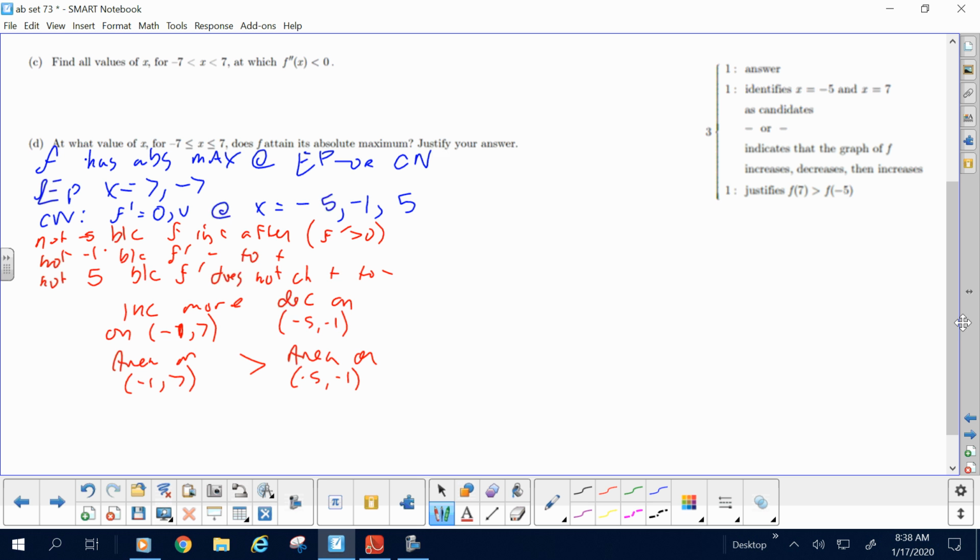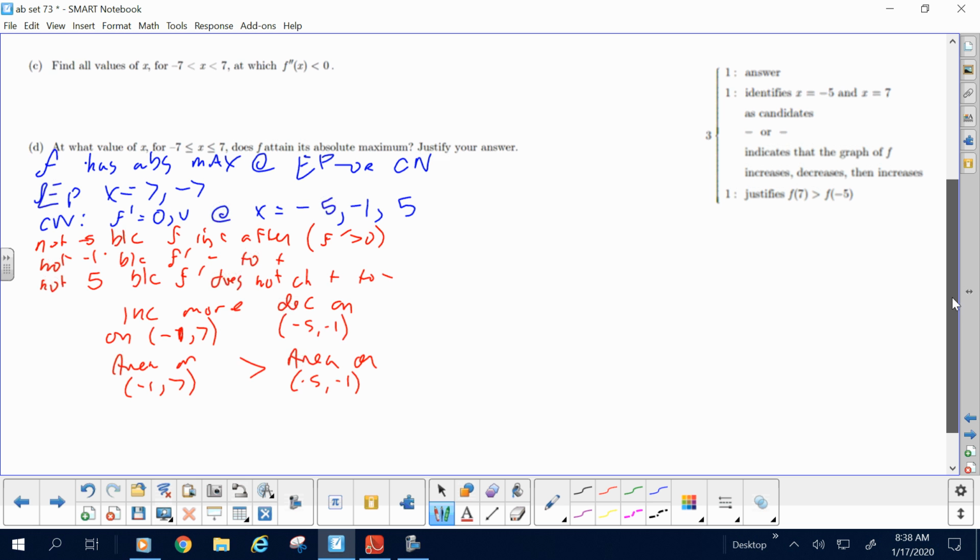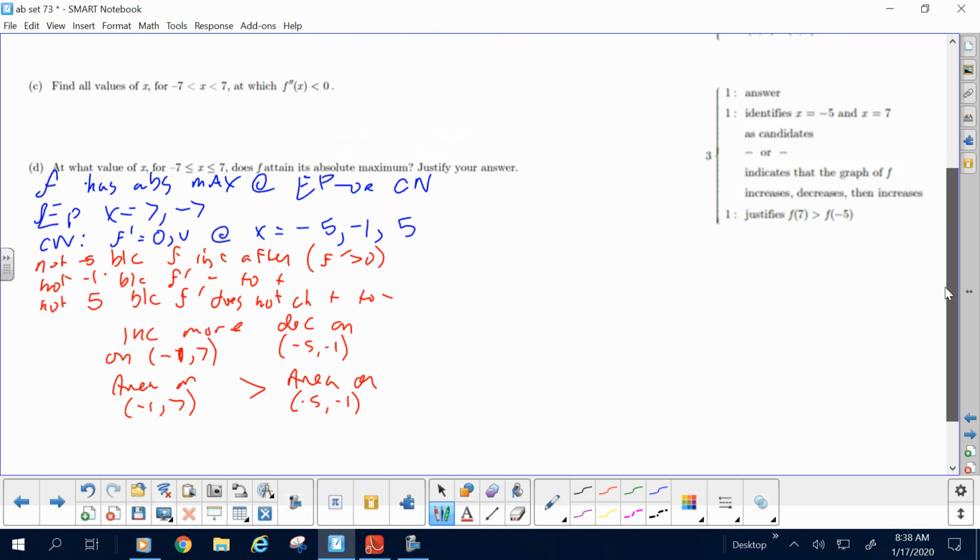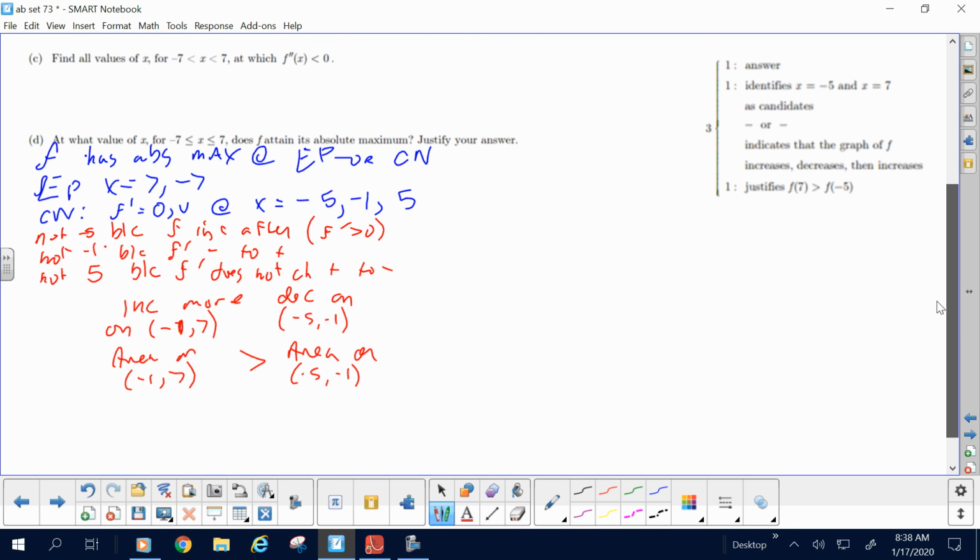And then last but not least, what's the calculus to say, here's the area? The integral. Area, though, this is where I lost a point. I was so close. I said, the area on negative 1 to 7 of the derivative is greater than the area on negative 5 to negative 1 of the derivative.